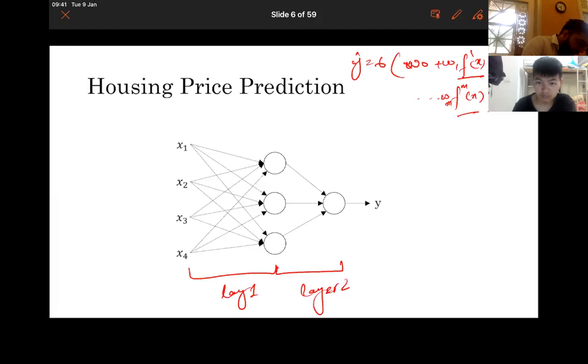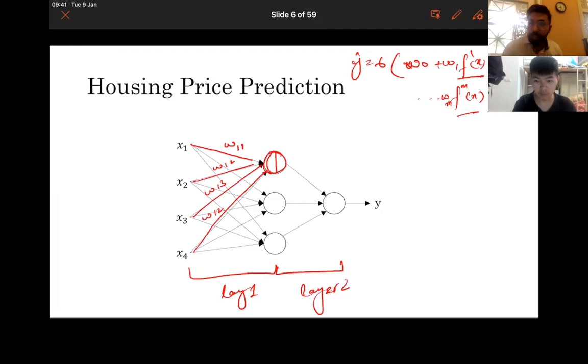A layer, these connections, by the way, are just some weights. So the weight here is W11. The weight here is W12. The weight here is W13. And the weight here is W14. So let me just write the output expression for this. It's called a neuron. These things are called neurons. So let me write the output expression for this neuron.